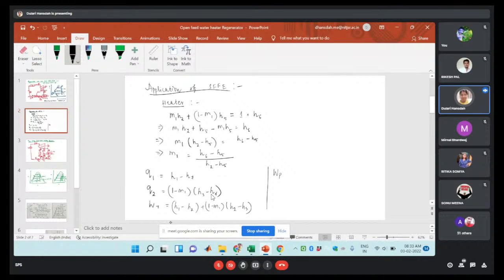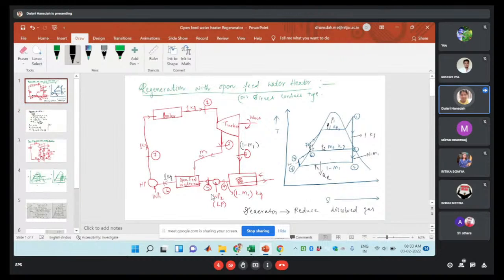So the pump work in this case: if you are observing here, two pumps are used. One is after the condenser, and another one is after the open feed water heater. So this one is pump one, and the other is pump two. The pump work will be done at 4 to 5 and 6 to 7. So I can write down the pump work in this case.